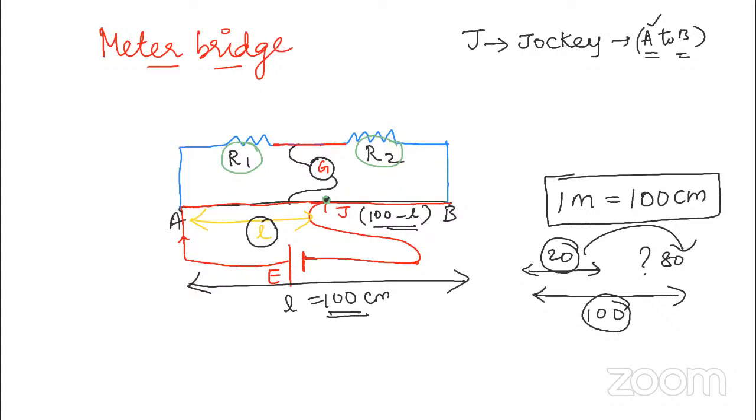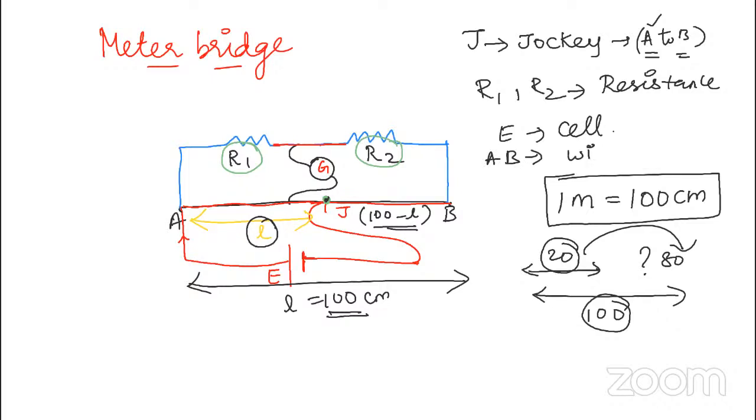Okay, so here R1 and R2 are the usual resistances and E is our cell. Here AB is nothing but a wire. Just like our Wheatstone bridge condition, if the circuit is balanced, then the current I is equal to 0. What will be the value of IG? It should be the 0 condition.